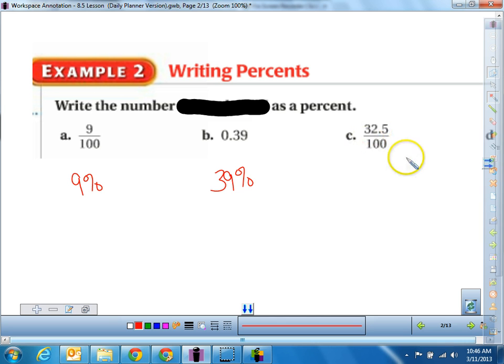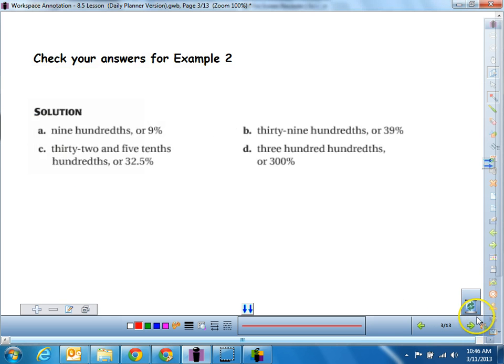And how about here? 32.5 over 100. It doesn't matter that we have a decimal up here. What matters is this is 100. When this is 100, the top number is simply our percent. So 32.5%. Good job. Let's keep going.